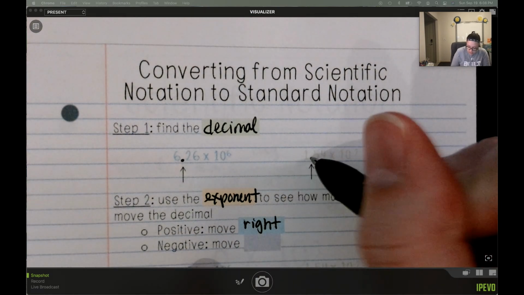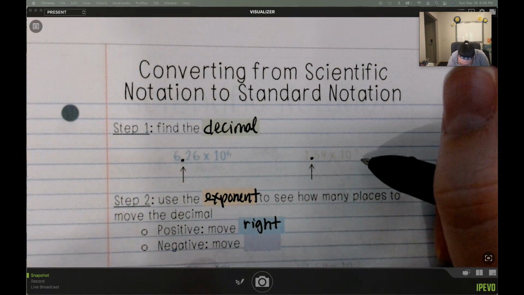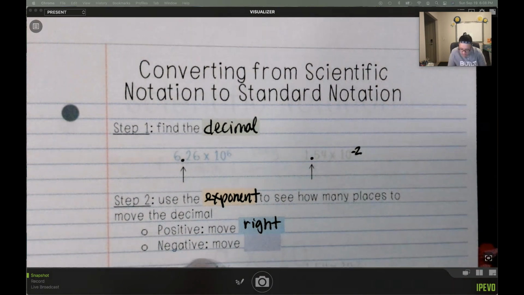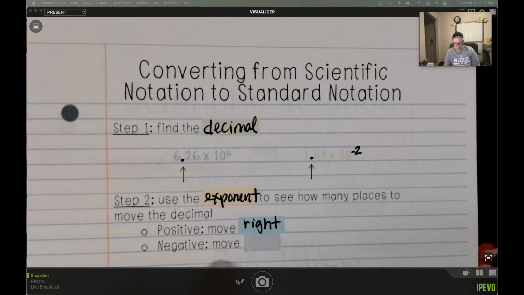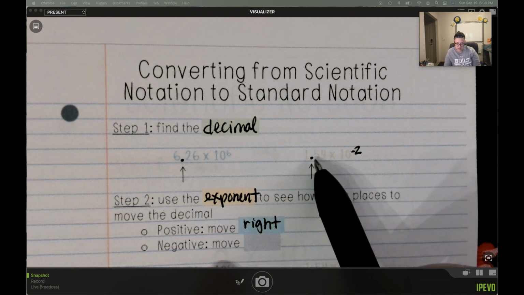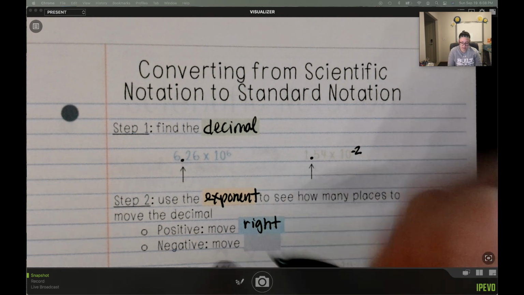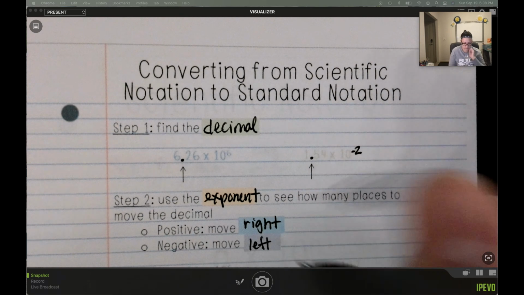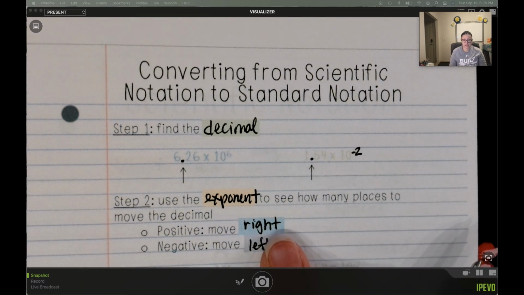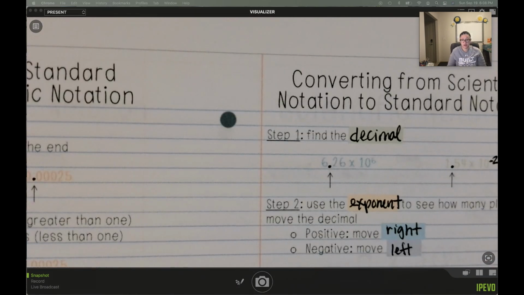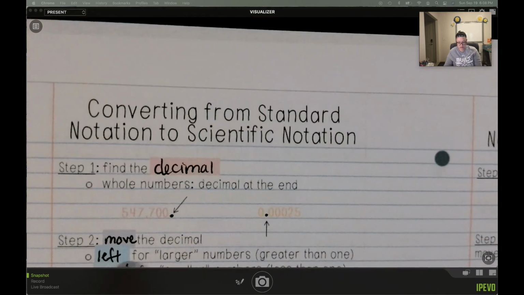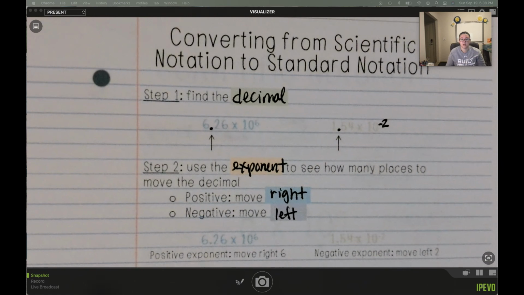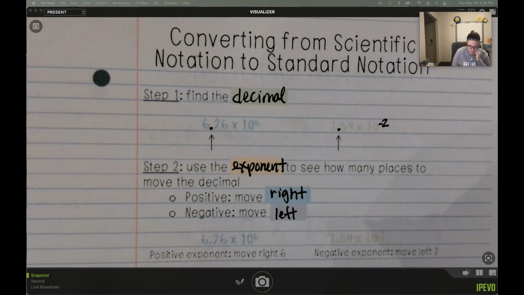Here, our decimal is 1.54 times 10 to the negative second. That's a small number, so we need to move the decimal to the left to make it smaller. Like I said, it's opposite from what it was before. Positive, we move it right. So think, when you're moving your decimal, which way should I move it to make my number bigger or smaller depending on my exponent?